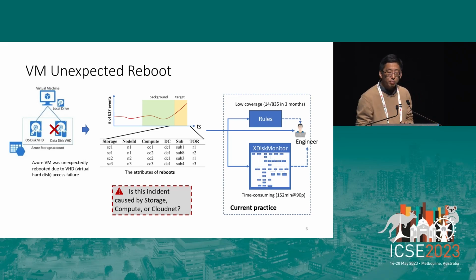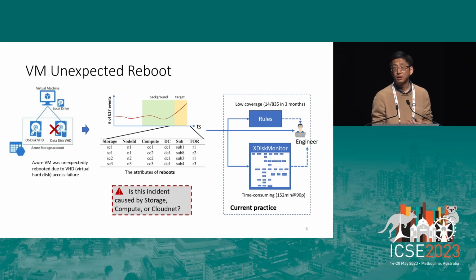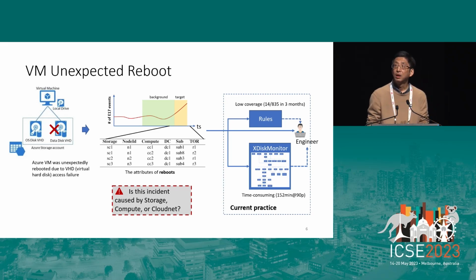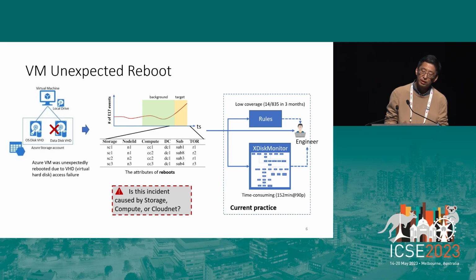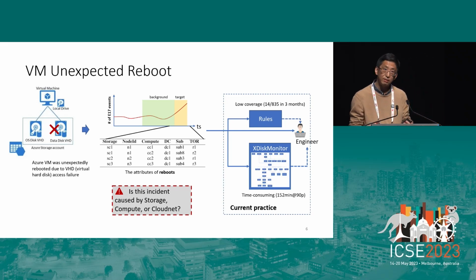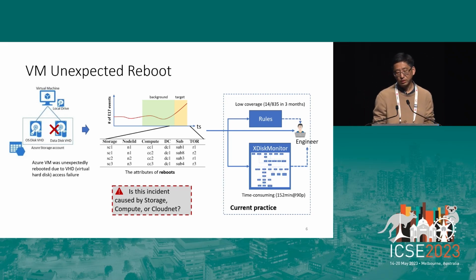Right. So the current process is still about rule-based method. For example, developer look at one attribute and then locate the fault. But the rule-based method has very low coverage. For example, it only identifies 14 out of 835 incidents. So actually, it's not very effective. And also, current method requires a lot of human effort.